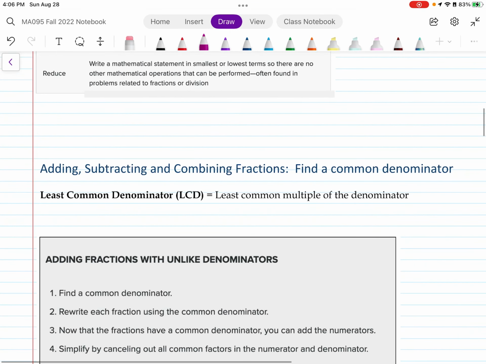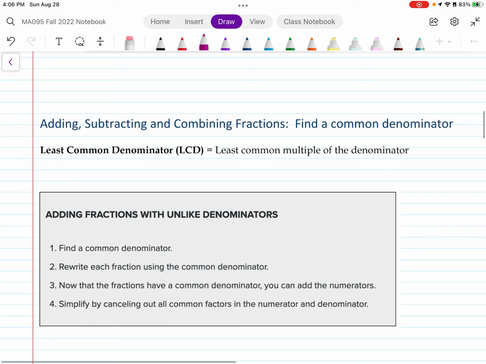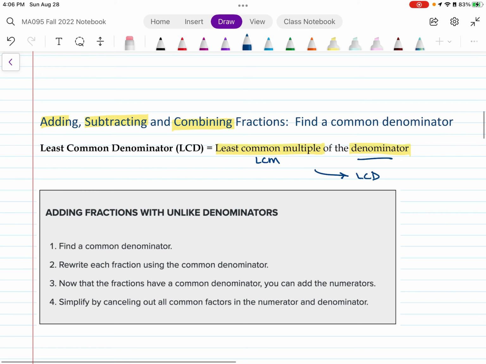Adding and subtracting and combining fractions, we have to find a common denominator. That is in adding, subtracting, and combining fractions. So the least common denominator is a least common multiple of the denominators. So least common multiple we often call LCM, but it's of the denominators, so that then becomes LCD, least common denominator.